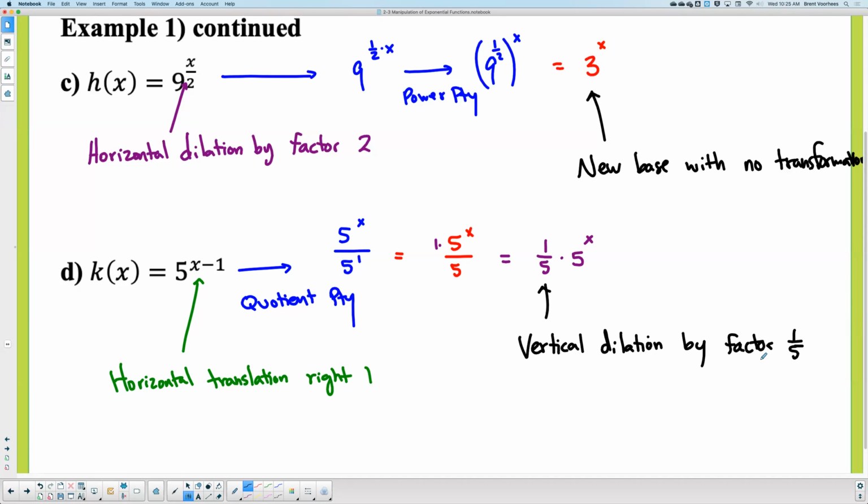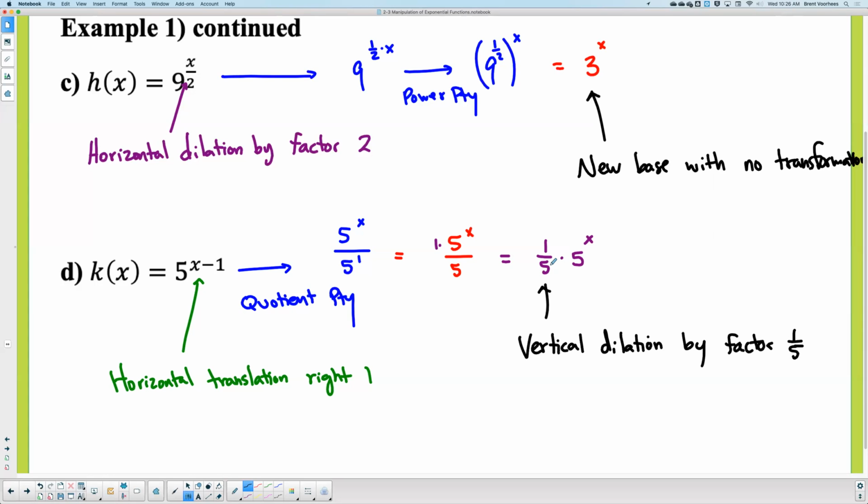Now, check it out. We're going to plug in numbers because I lost all trust in this class. If you plug in a 1, what is 1 minus 1? 0. What's 5 to the 0 power? 1. Anything to the 0 power is 1. So if you plug in a 1, you should get 1. Let's plug in a 1 here. What's 5 to the first? 5. What's 1/5 times 5? 1. Did it work? Yes.